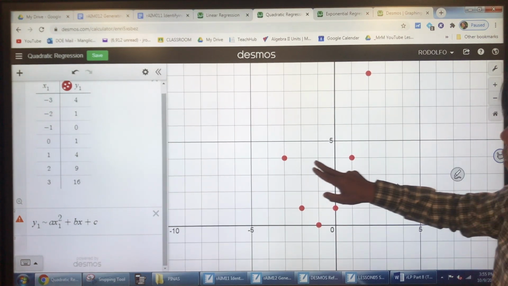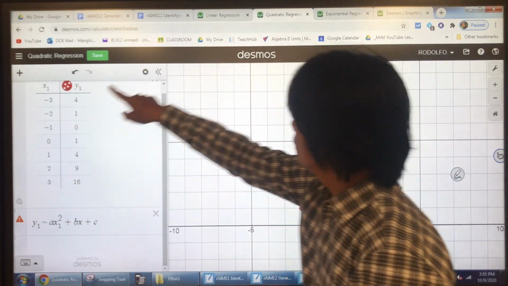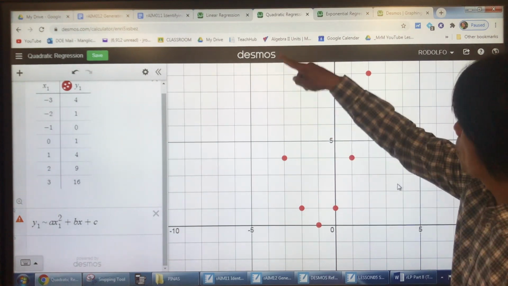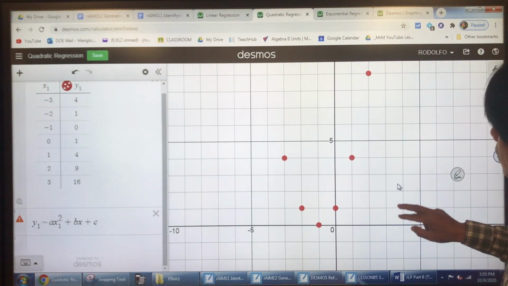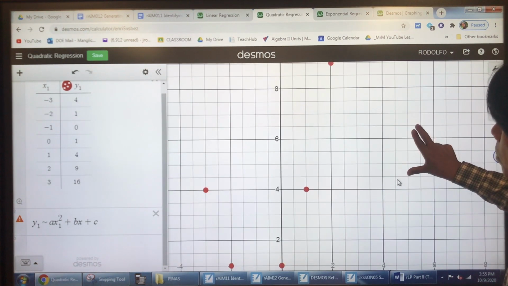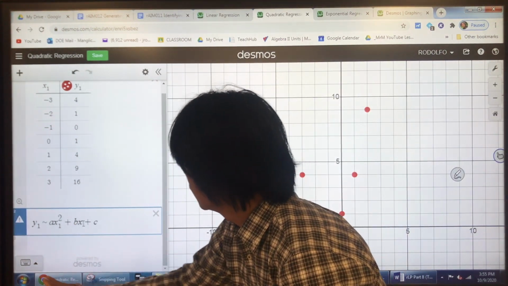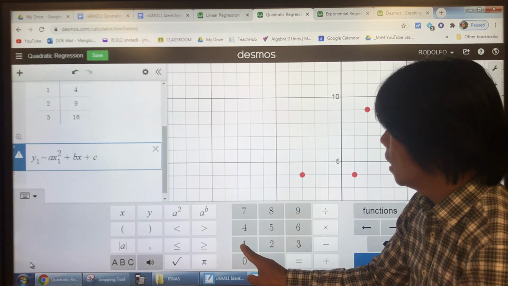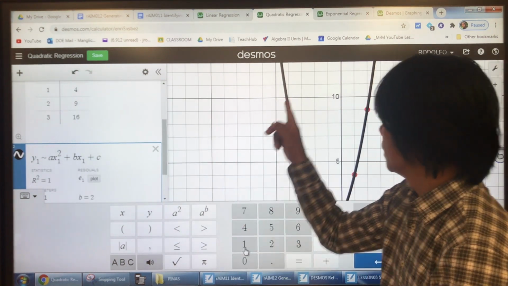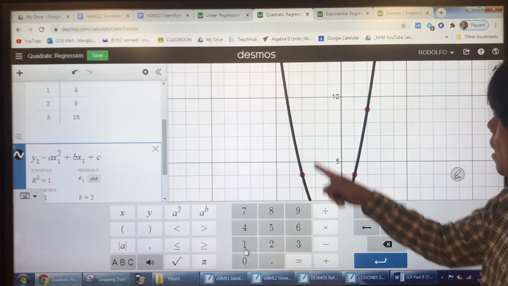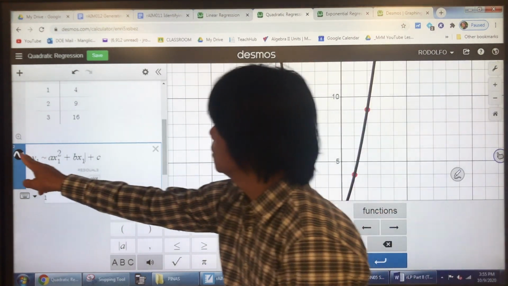Those are the points that correspond to this table of values. But we want to see the parabola and the equation of that parabola. Alright? Let's click on that. Put 1. There you have it. You see that parabola right there? That beautiful parabola.